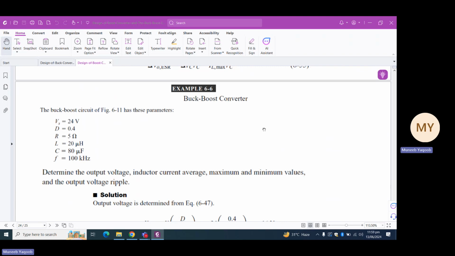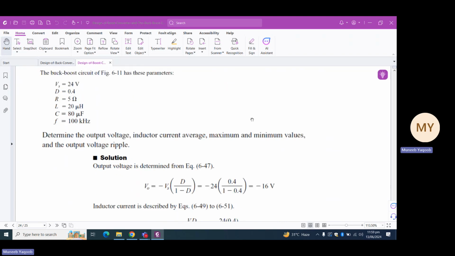First of all, we should consider that the duty cycle is less than 0.5. If the duty cycle is less than 0.5, the output voltage must be lower than the input voltage. So as we put in the values in equation 6.47, we easily calculated that the output voltage is 16 volts in magnitude, which is less than 24 volts, that is the supply voltage of the buck boost converter. As discussed earlier, whenever the duty cycle is less than 0.5, it acts as a buck converter, and whenever the duty cycle is more than 0.5, it acts as a boost converter.